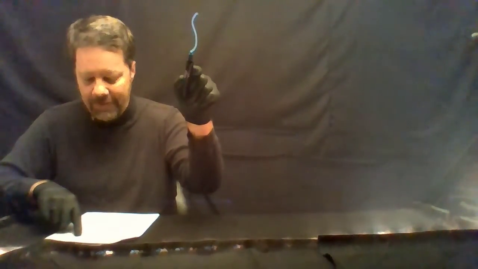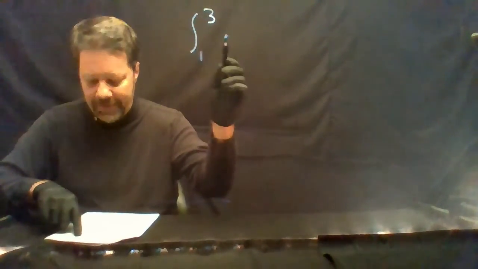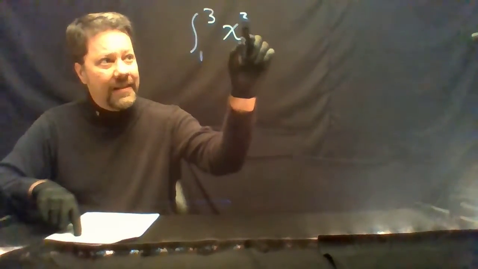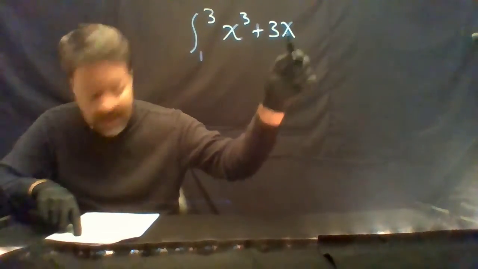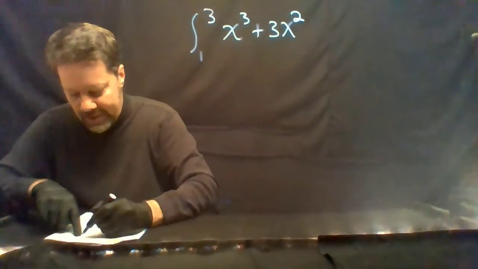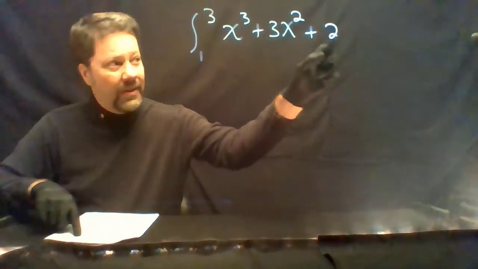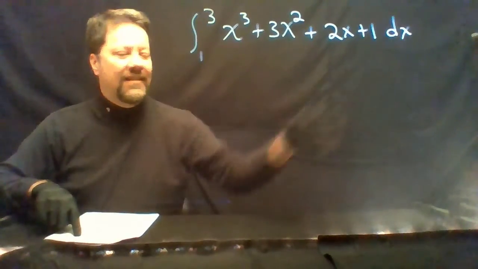On problem 3, I ask you to evaluate the following integral using the definition. The integral goes from 1 to 3 of x cubed plus 3x squared, make that a square on your paper, plus 2x plus 1 dx.